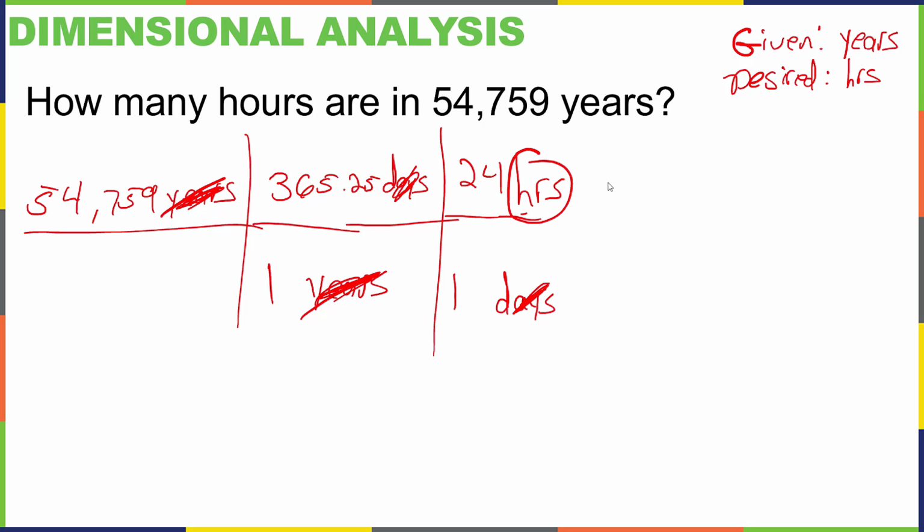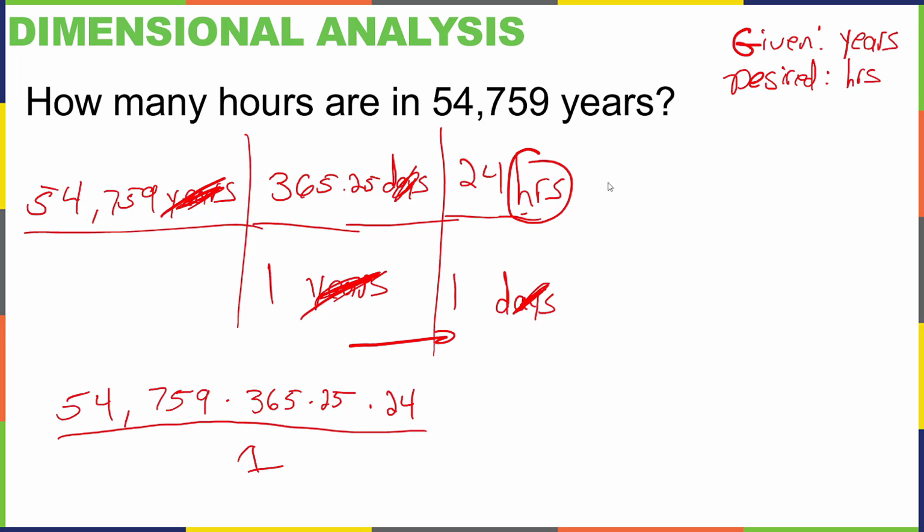So now all we do is multiply the numerator straight across and the denominator straight across. This is going to be a big number because we got 54,000, and you would expect it to be a big number, by the way. It makes common sense. 54,759 times 365.25 times 24. And then we're going to multiply our denominator straight across, and that's just 1.